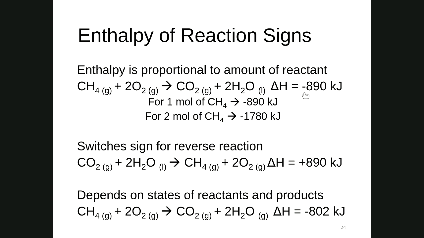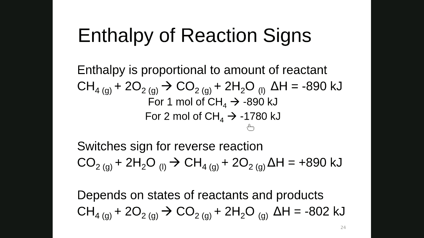So if we are to change any of these coefficients, we have to change the amount of energy that's given off as well. The example here is we see from the balanced equation, we have 1 mole of methane, so we're giving off negative 890 kilojoules of heat. If we changed that to 2 moles of methane, we would now be releasing twice as much heat. So we're just taking negative 890 and multiplying by 2.